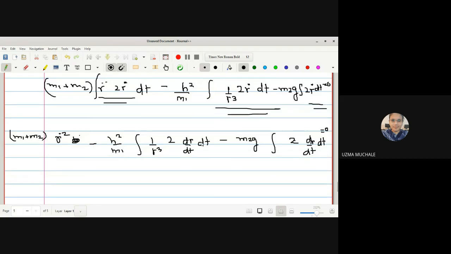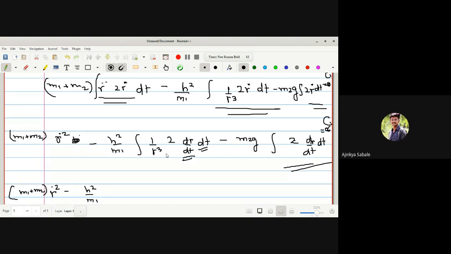Correct? This dr by dt integration is a derivative with respect to the same term. Now you can tell me the derivative. As we have done integration, instead of writing 0, I can write some other constant, say c1 or some constant c. Let me write down the derivative: m1 plus m2 r dot square minus h square by m1, integration of derivative with respect to same term, dr upon r raised to 3. You can write this as r raised to minus 3.